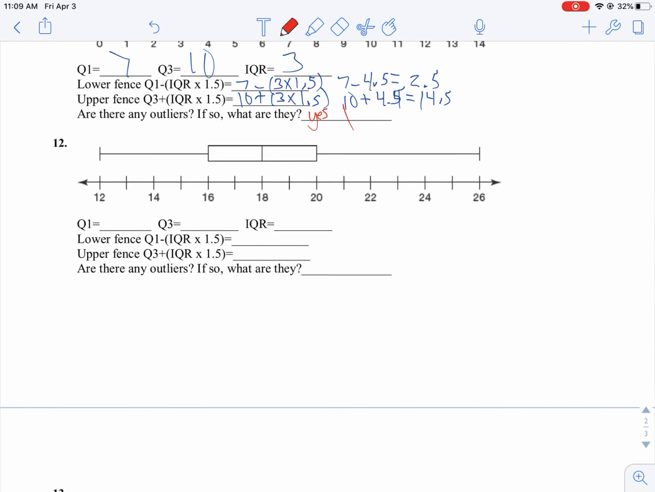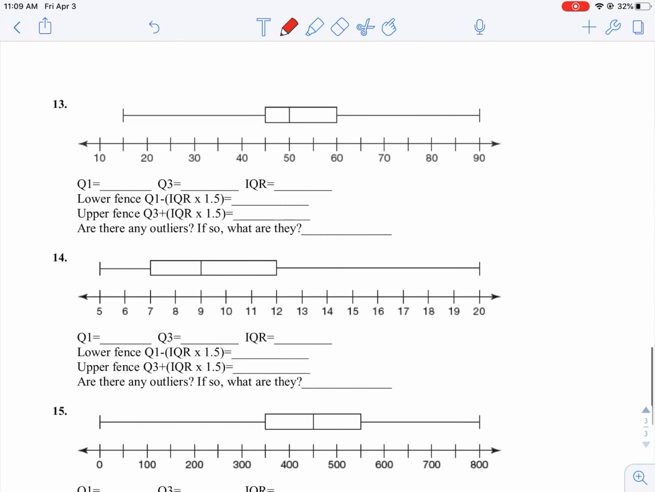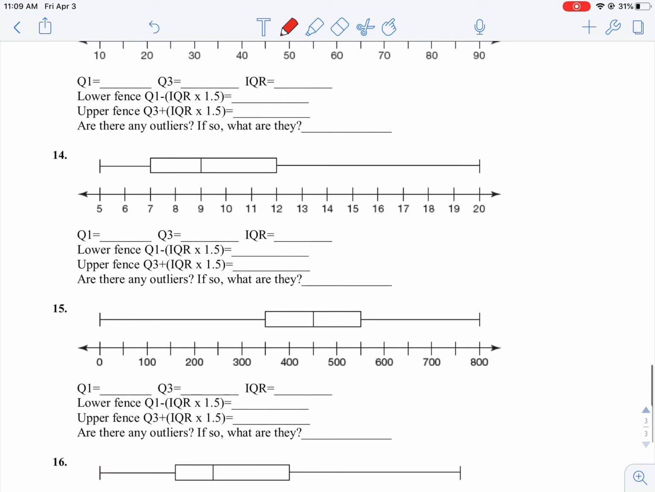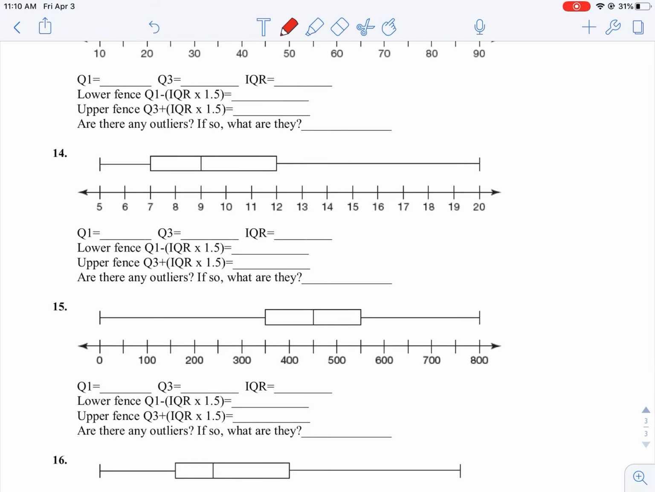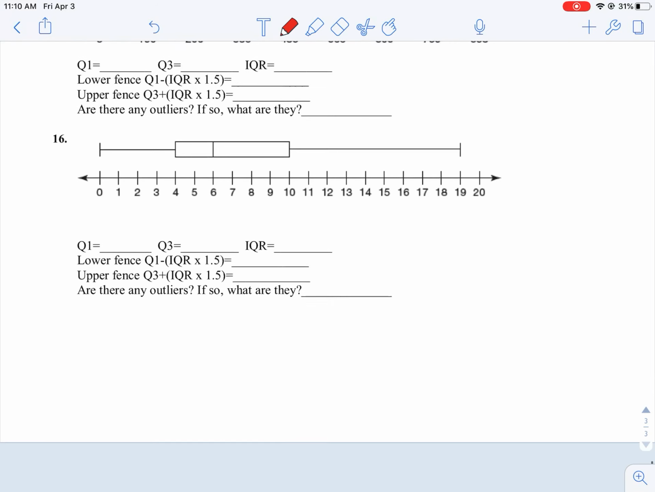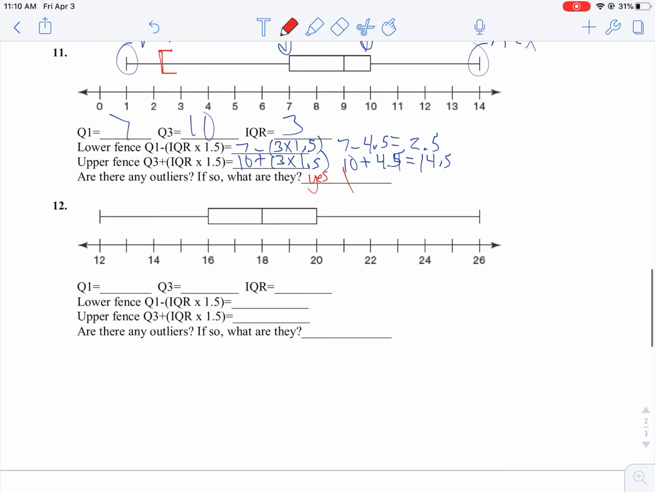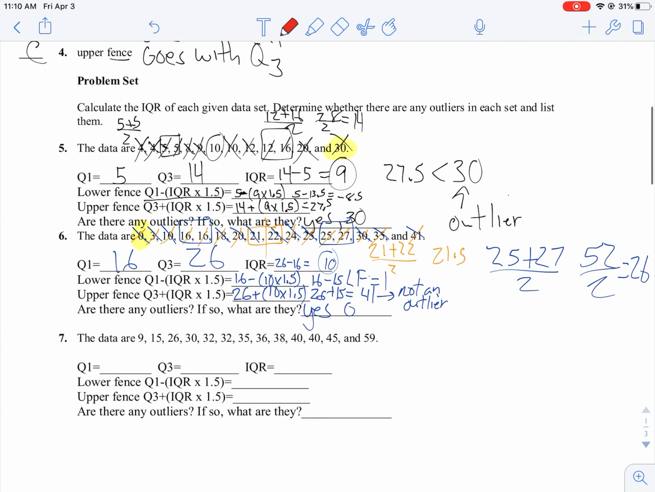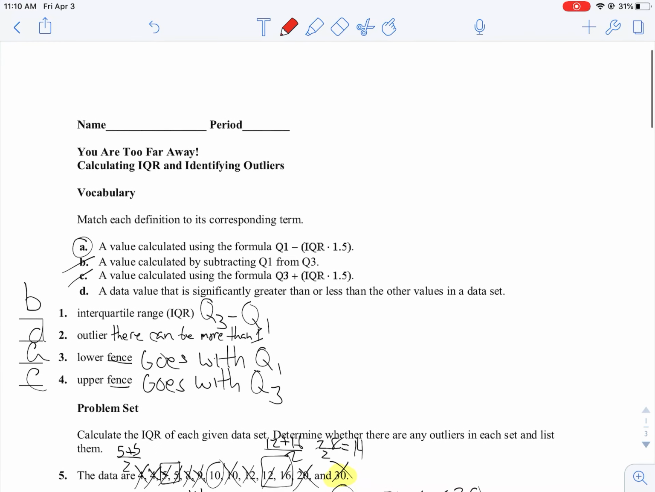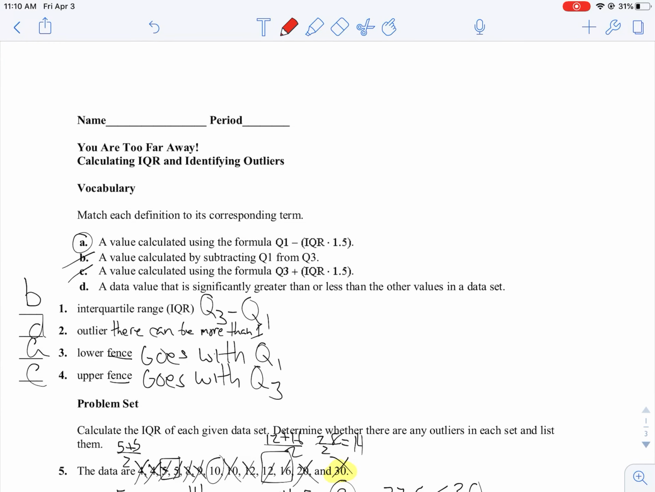Okay? So hopefully this answers some questions. Ooh, this one's kind of cool. Anyways, practice this worksheet, guys, the rest of this. There's plenty of examples here. Go through with the notes, and hopefully this will make some more sense. All right?